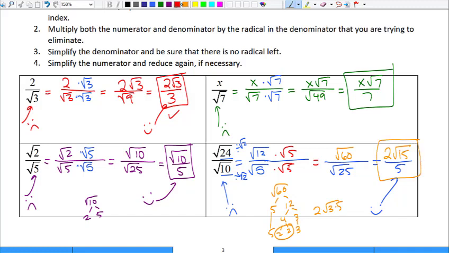Now, if perchance the 2 and the 5 could reduce, you would need to reduce that. Why? Because they're both on the outside. So anything on the outside can reduce with outside things. Anything on the inside can reduce with inside things. So just be aware of that one.